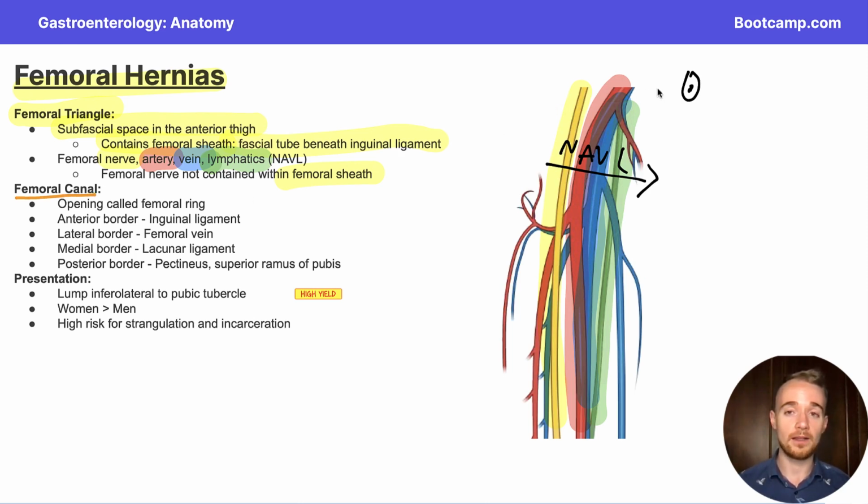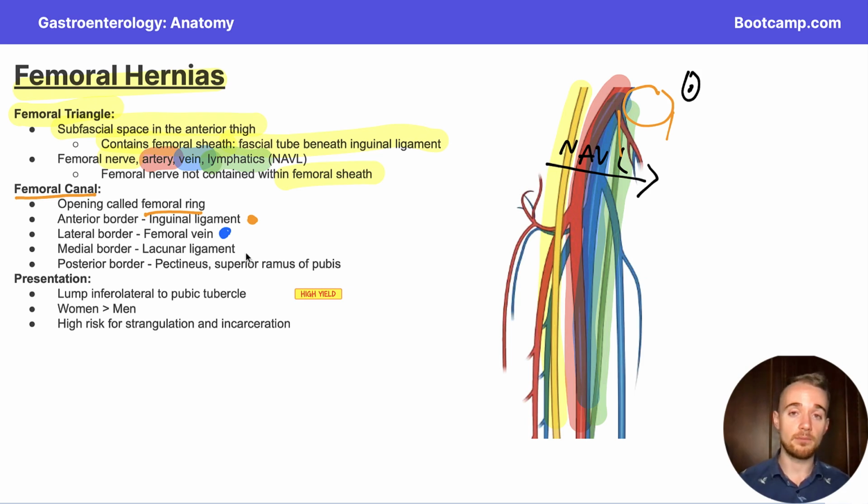Our femoral canal, much like our inguinal canal, is going to be an area through which our intestines herniate. And the opening to that is called our femoral ring. So this femoral ring right here is the beginning of our femoral canal, and it has a few important landmark borders. So our anterior border for our femoral canal is going to be the floor of our inguinal canal, which is going to be our inguinal ligament. Meanwhile, the lateral border of our femoral canal is going to be our femoral vein, which should give you an idea of where in relation to the femoral artery and nerve this femoral canal is going to be traveling.